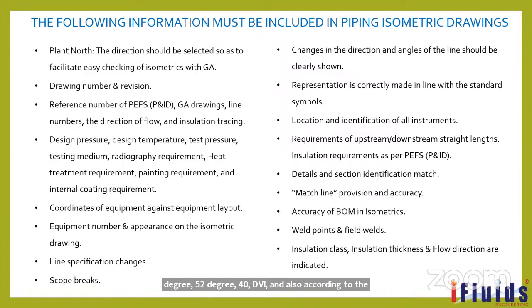And then match line details and sketch identification, match line provision and accuracy of BOM and isometrics. This one is the main thing. In piping layout we will come to know the approximate length of the piping only, but in the BOM in each isometric drawing it will be shown as the exact length of the required pipe sizes.